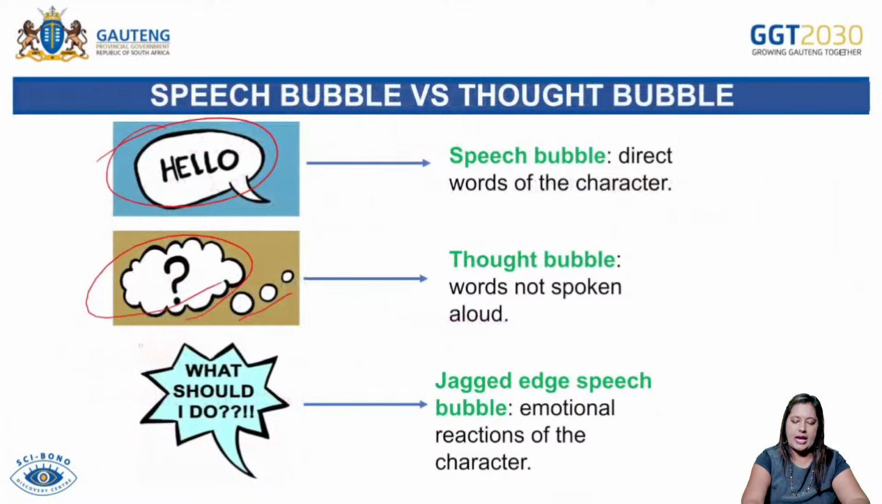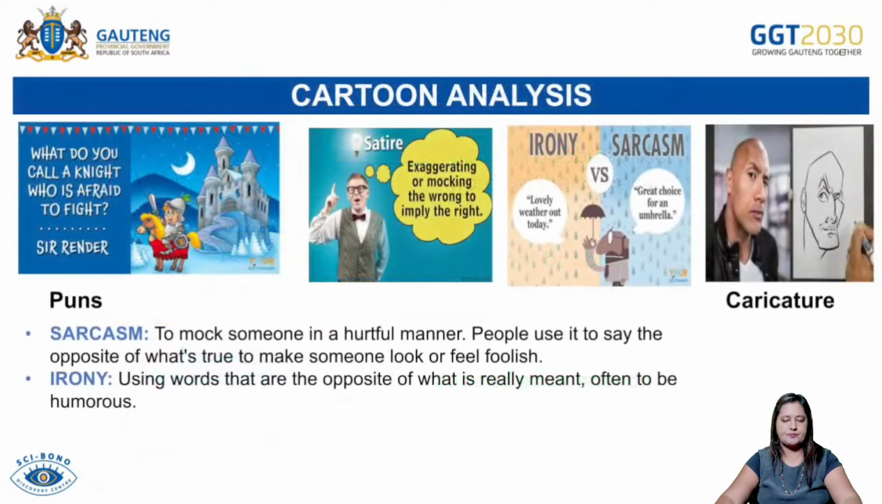And then the jagged edged bubble is showing us the reactions, the emotional impact of what's happening in this cartoon on the character in that particular frame. So let's break it down slowly. The emotions of the character in terms of what he's thinking are showcased in the jagged edged bubble. All right. So that is important for us to note the difference between the speech bubble, the thought bubble, and the jagged edged bubble. All right.